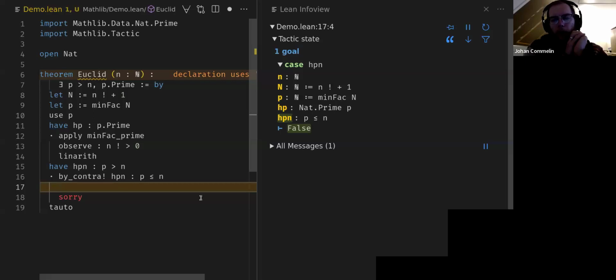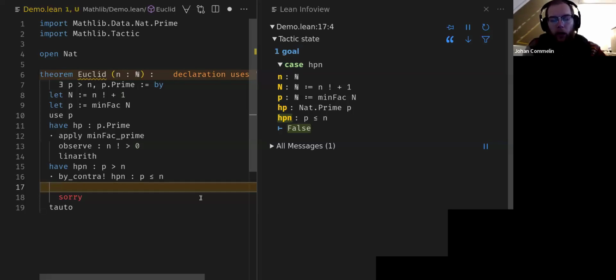Well, we know that P is going to divide capital N because it's the minimal factor. We know that P divides n factorial because P is less than n. And so P is going to divide the difference between the two, which is 1. But of course, primes don't divide 1.